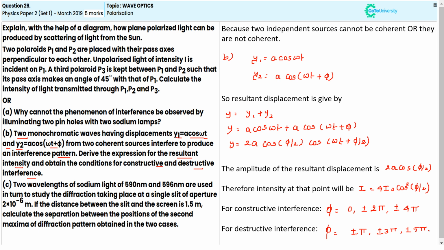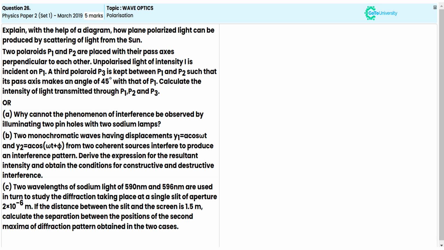Then the third question here is, two wavelengths of sodium light of 590 nanometer and 596 nanometer are used in turn to study the diffraction taking place at a single slit of aperture 2 into 10 to the power of minus 6 meter. If the distance between the slit and the screen is 1.5 meter, calculate the separation between the positions of the second maximum of the diffraction pattern obtained in the two cases. Then we can see here, they have given the data here.